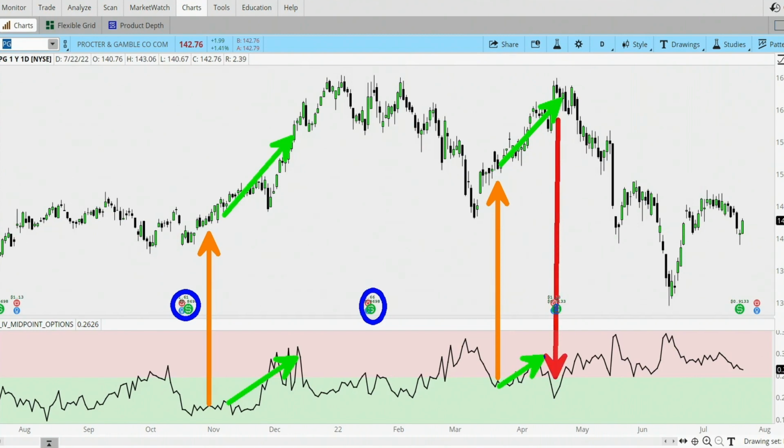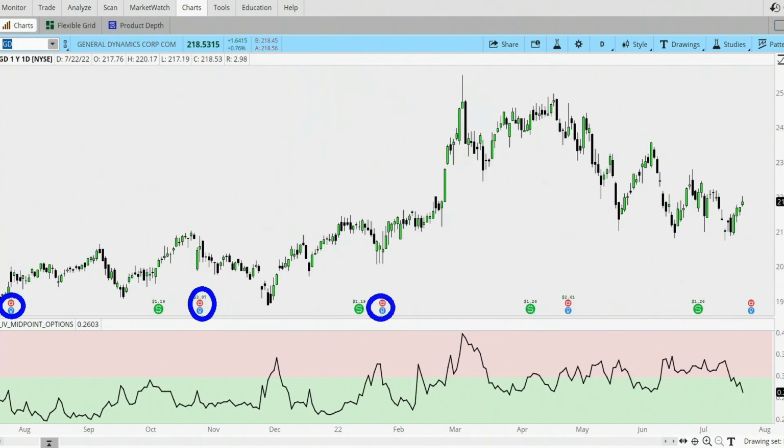Here you would have had to be careful because implied volatility spiked down just before the earnings. It's not typical, but it does happen. Locate your earnings. Look for low points of implied volatility after the earnings.